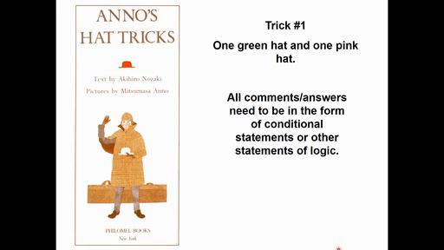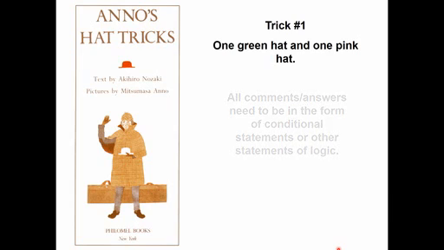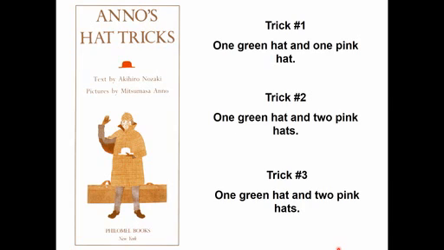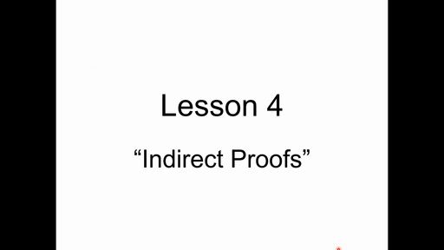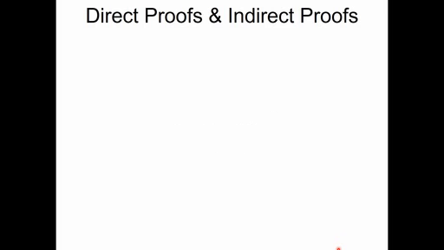This comes up in a book, Anno's Hat Tricks. And there are 3 of them, and we've done them in class. What must happen is all the comments and answers have to be conditional statements or some other type of logic. There are 3 such tricks. And again, we will have done these in class, and they all represent the idea of indirect proof.